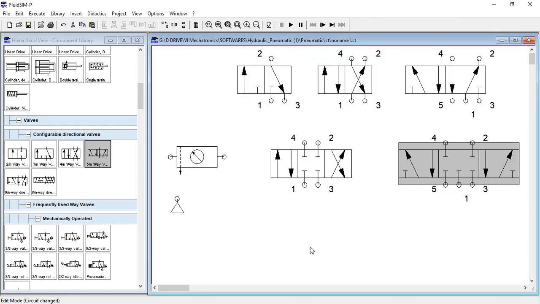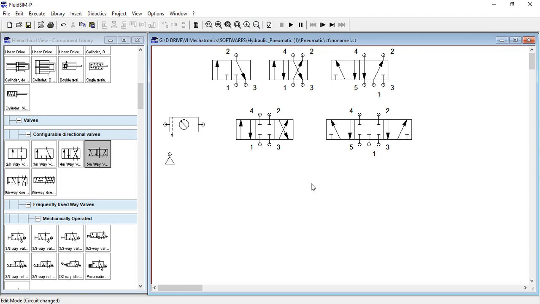Okay, now you can see here, this is 4 by 2, this is 4 by 3, this is 5 by 2, this is 5 by 3. Simple. 2 squares, 2 positions, 3 squares, 3 positions, and the middle position will always be the null position, just remember.